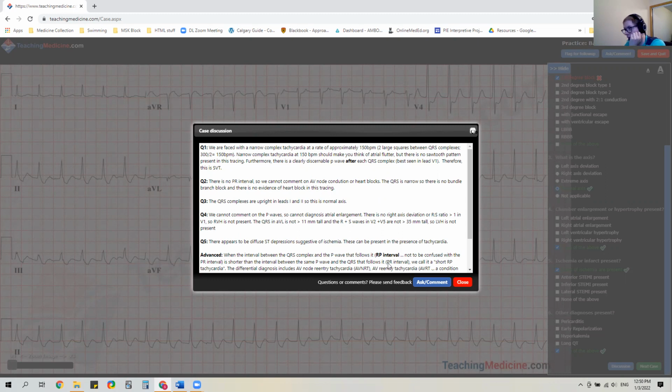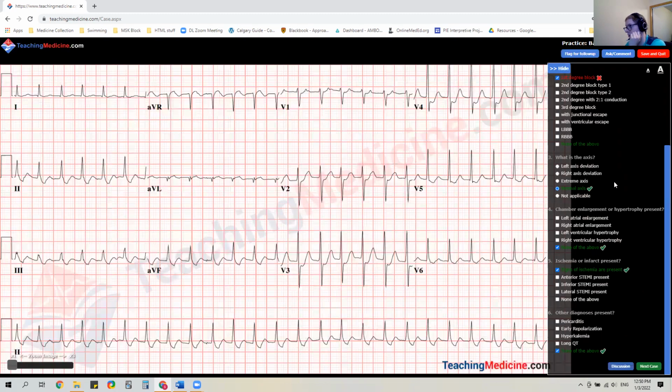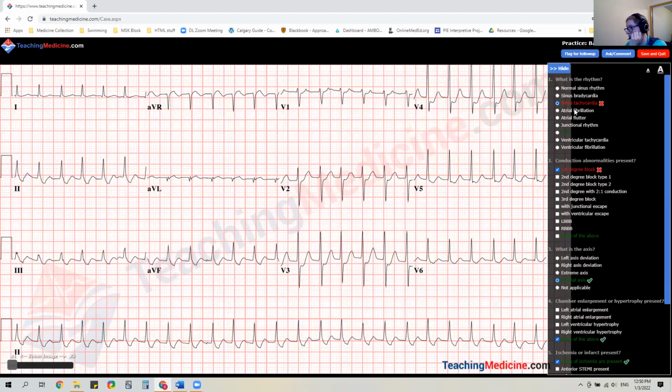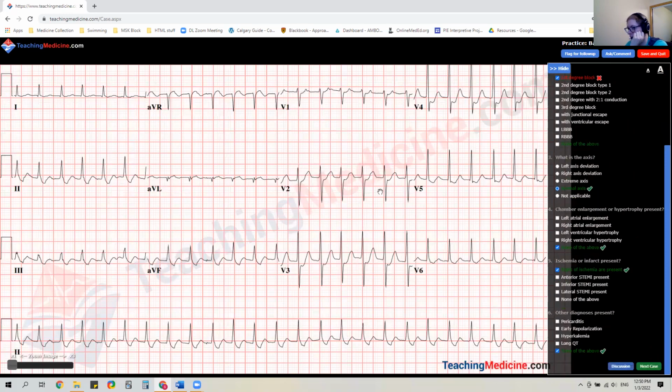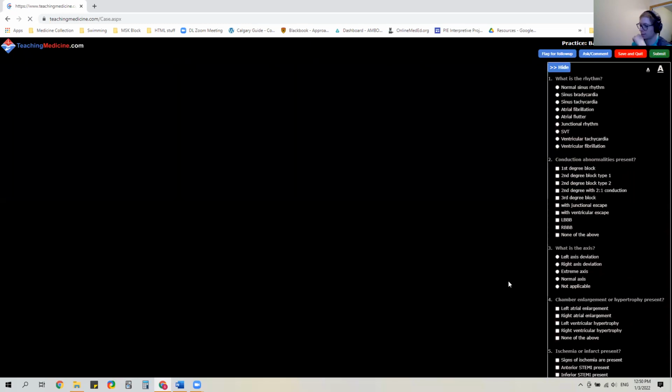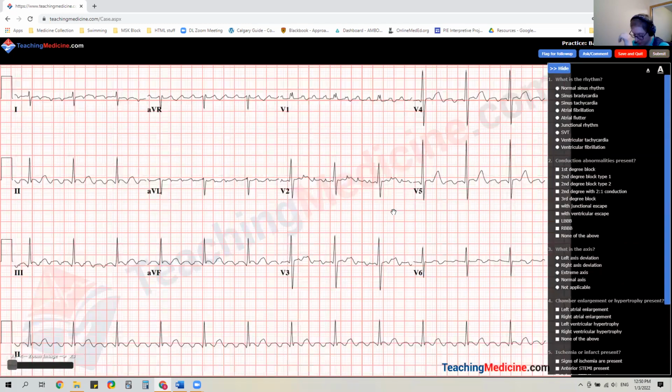So there's a P wave after each. Okay, so obviously supraventricular tachycardia is a better answer. It could be what I had for the first degree block is probably less likely because that would be a bradycardia. All right, let's do the next case. Number 3.